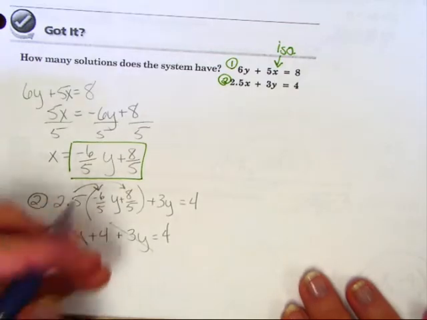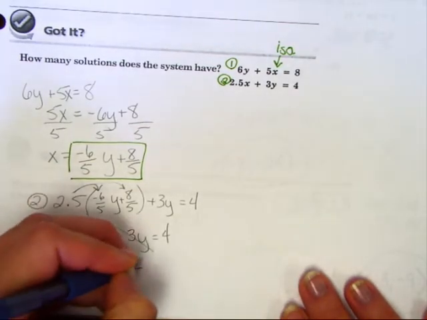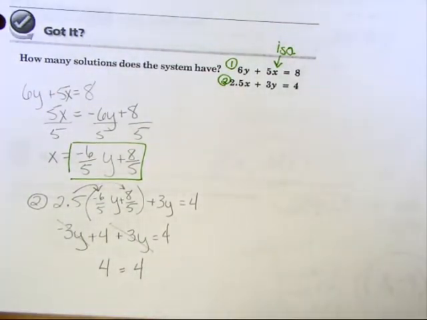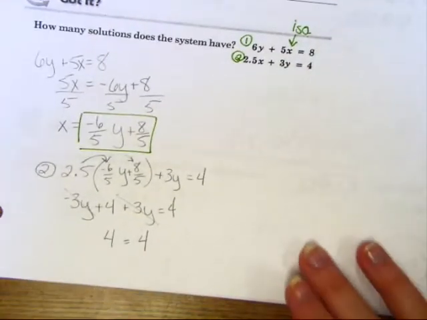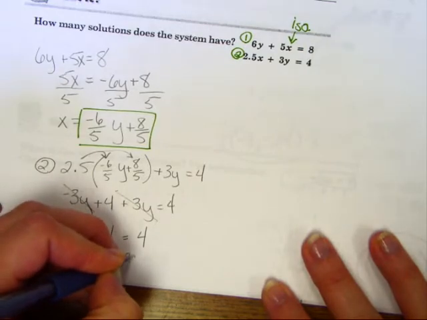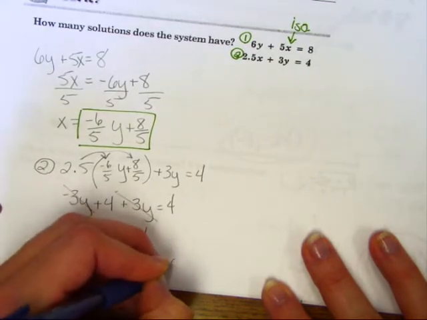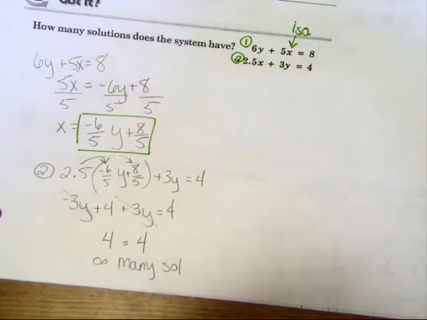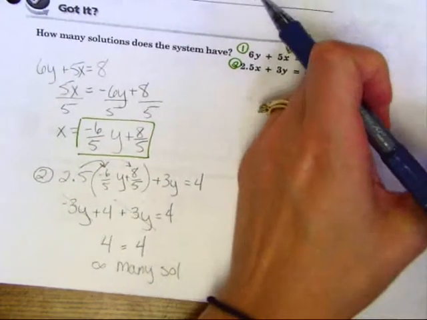Notice the y's cancel each other out, and we get 4 equals 4. Does 4 equal 4, everybody? Hopefully, I hope, right? You guys will say yes to me on that. That means in this particular problem, there are infinitely many solutions that we could come up with where x and y are the same for both equations. If we graphed it, they would be the same line.